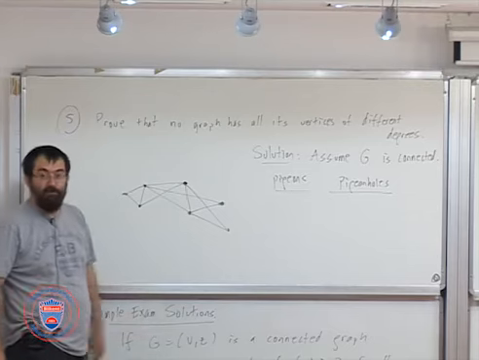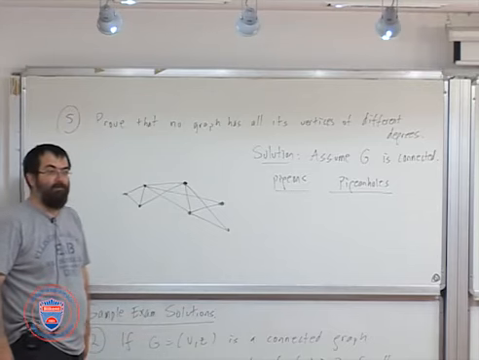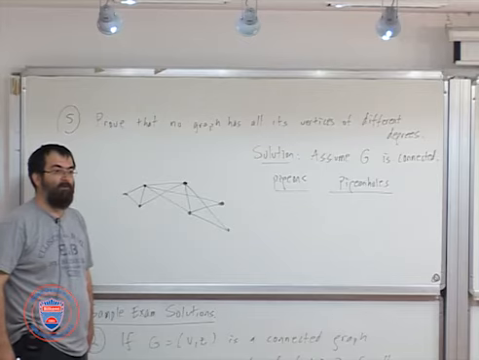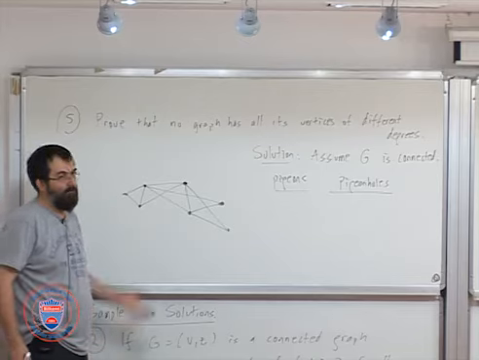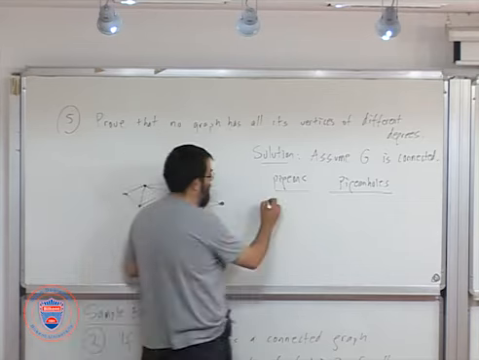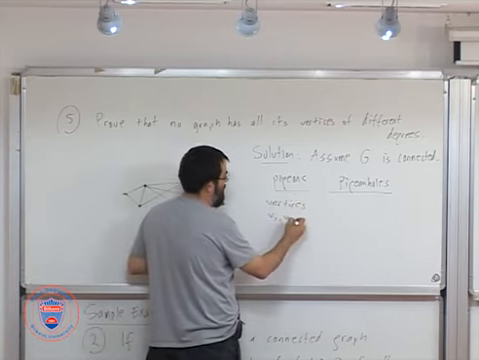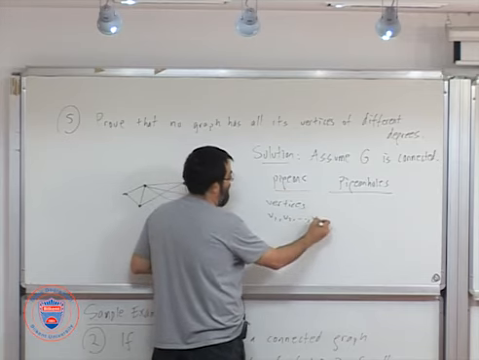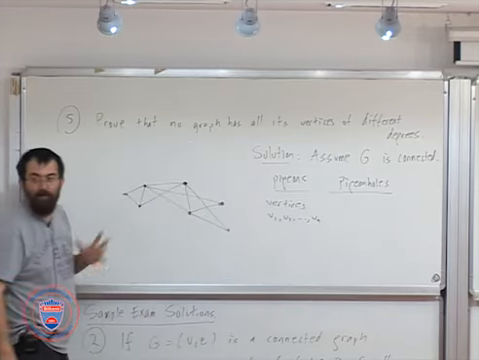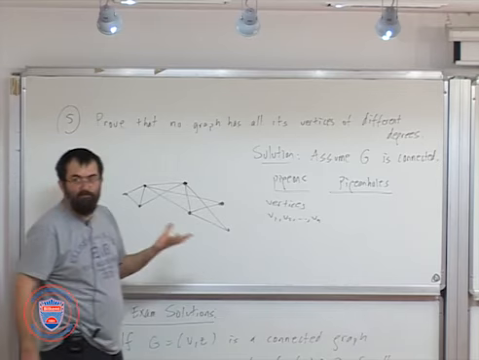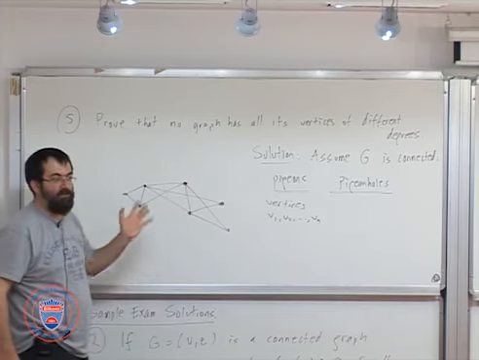So what should the pigeons be? Should be vertices, right? So pigeons are vertices. As I said, these are your vertices. And there are, say, n of them. N vertices. So what are the pigeonholes? These are the integers that we will assign the degrees.